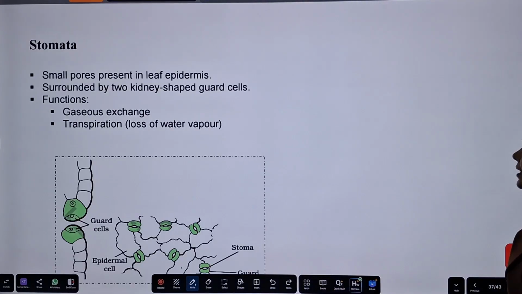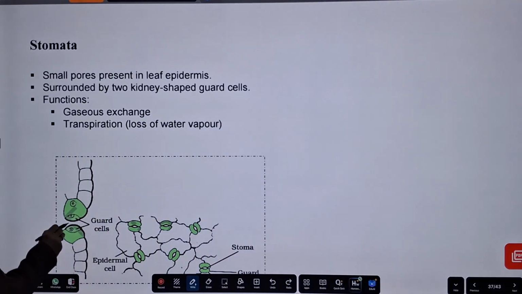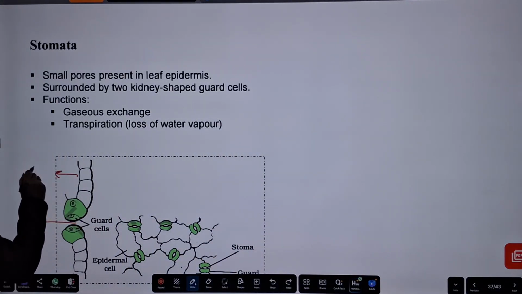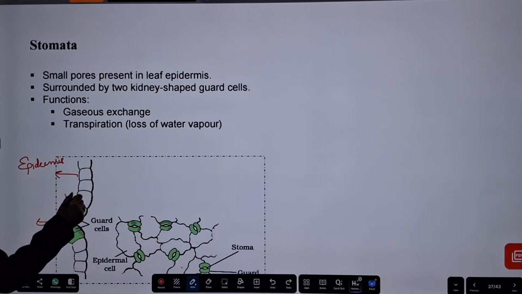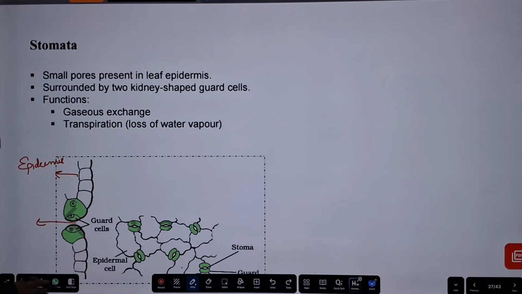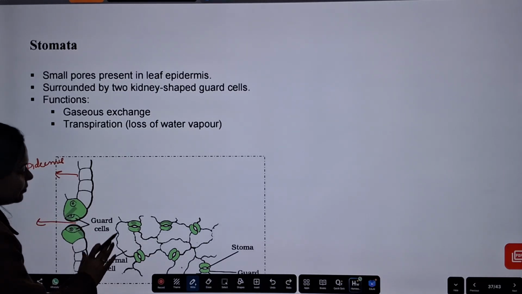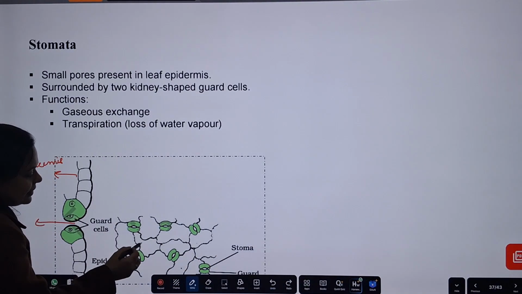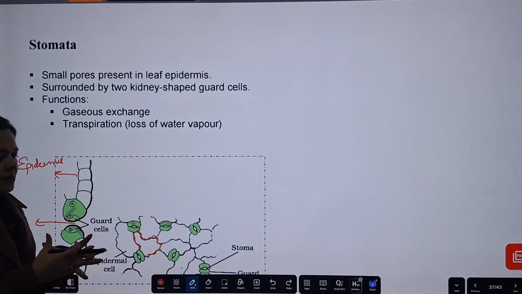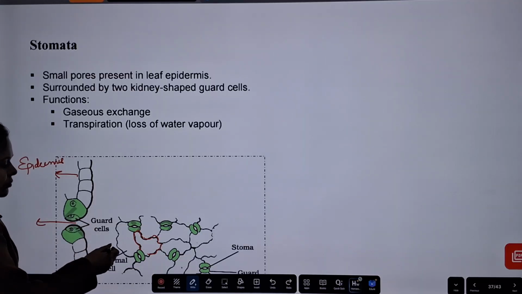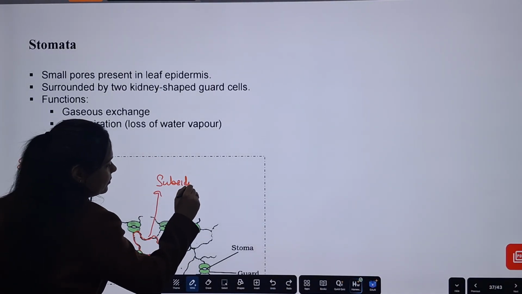One more structure that is present in leaf epidermis is stomata, tiny pores. This is epidermis, but epidermal cells are interrupted by pores. If we see the epidermis of leaves from above, we see something like this. These are modified epidermal cells. Epidermal cells become a little bigger around these pores, and we call these epidermal cells subsidiary cells.